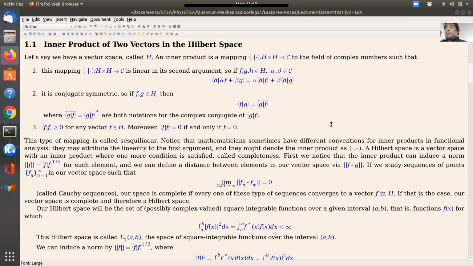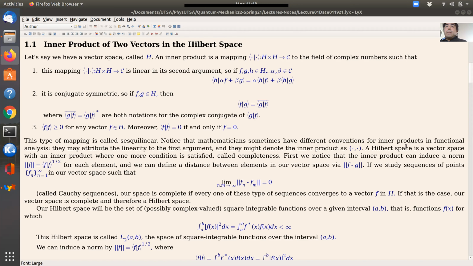Just as a heads up, if you were to consult a math textbook in functional analysis, the notation is a little bit different. It's not so important right now, but just for your general culture. Mathematicians may attribute the linearity to the first argument, and they might denote the inner product in terms of parentheses rather than the brackets that we have.